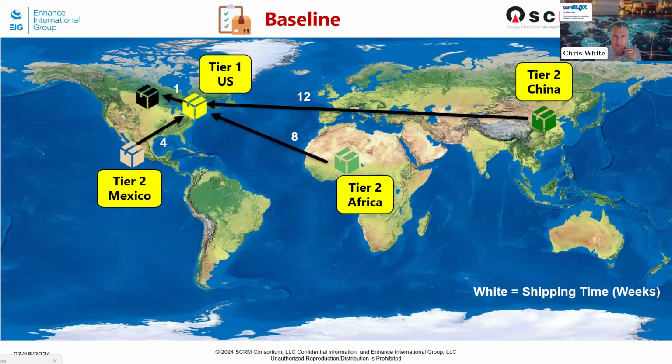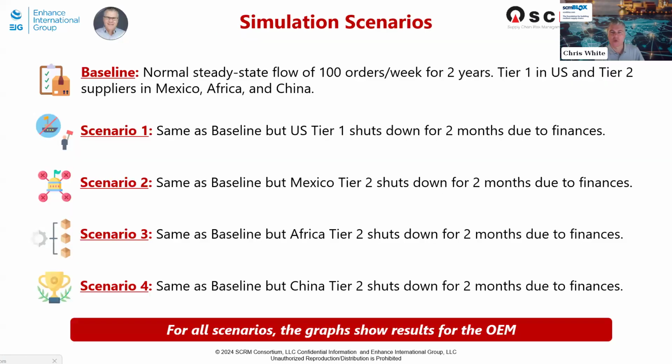The white numbers on each of these lines, we're going to see that they play a role, but those are the shipping times. Within the United States it's short, within a week we're getting stuff. But from Mexico it's 4 weeks, from Africa it's 8 weeks, and in China it's 12 weeks. So the further the supplier is from the tier 1, the longer the transport is, obviously. So for the scenarios we're going to walk through, this is where the Altman Z comes in.